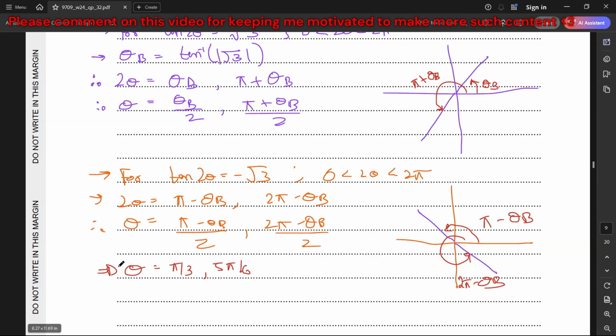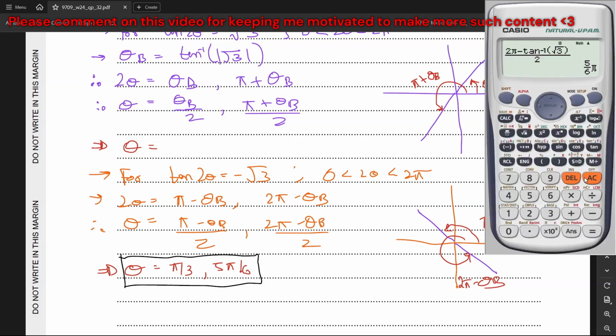So I got two solutions of theta by taking my tan theta as negative root 3. I'll have two solutions over here as well. So let me write that over here quickly. This will imply that my theta is tan inverse of root 3 divided by 2. So tan inverse of root 3, whatever is the answer, I'm going to divide that by 2. So I'm left with pi by 6.